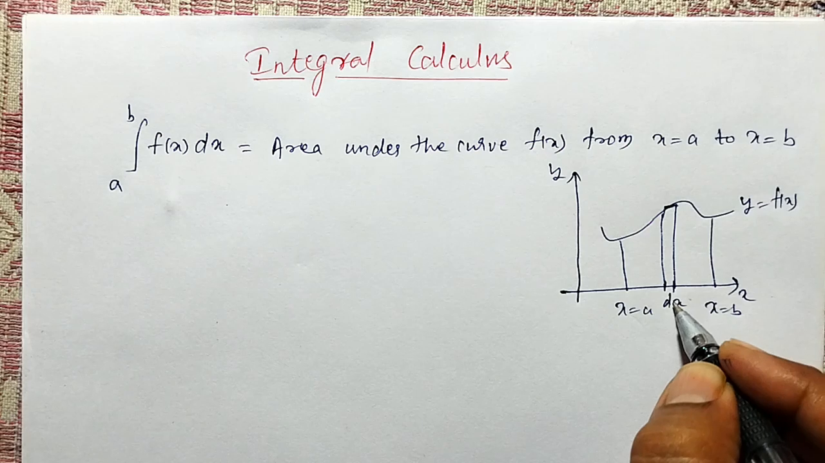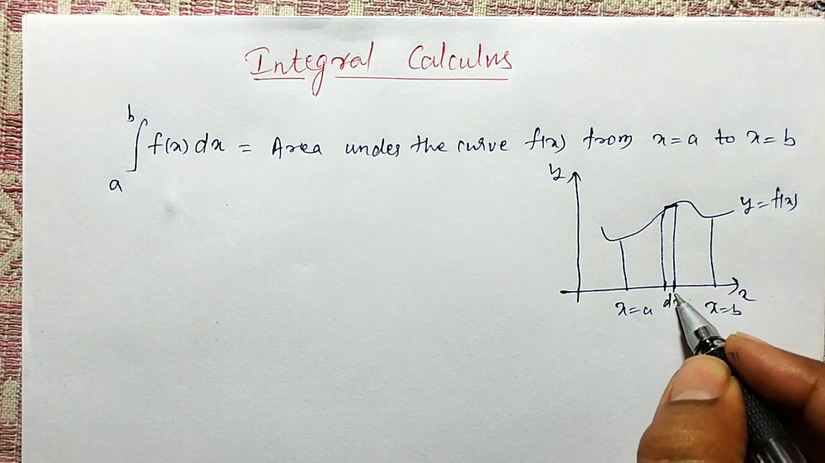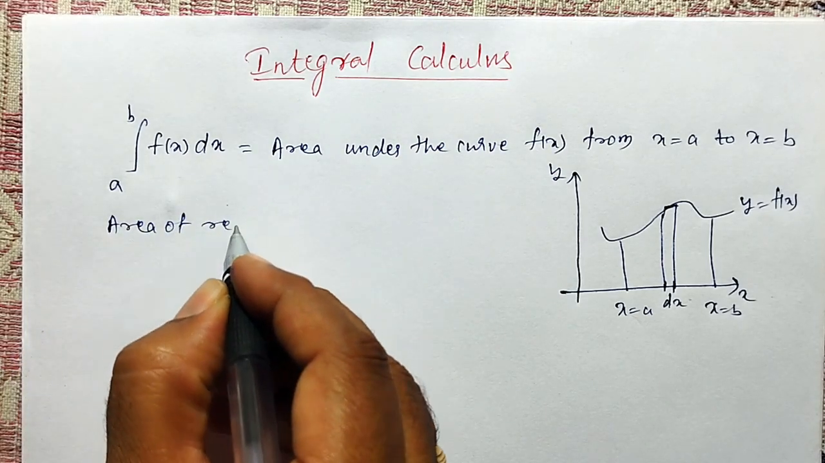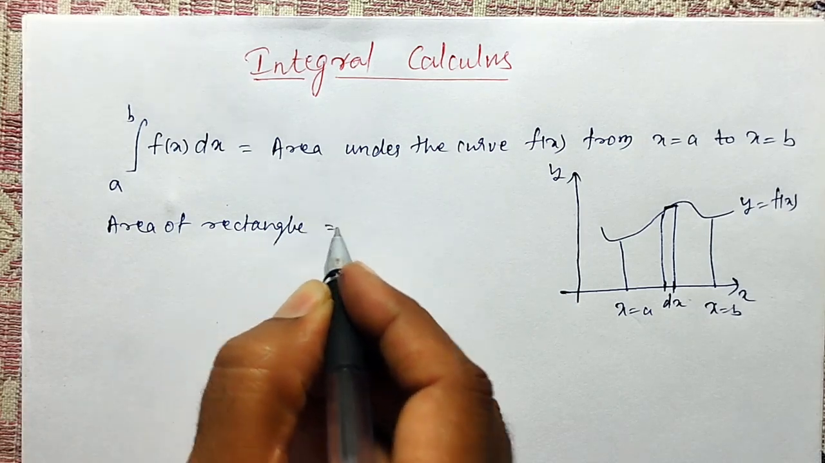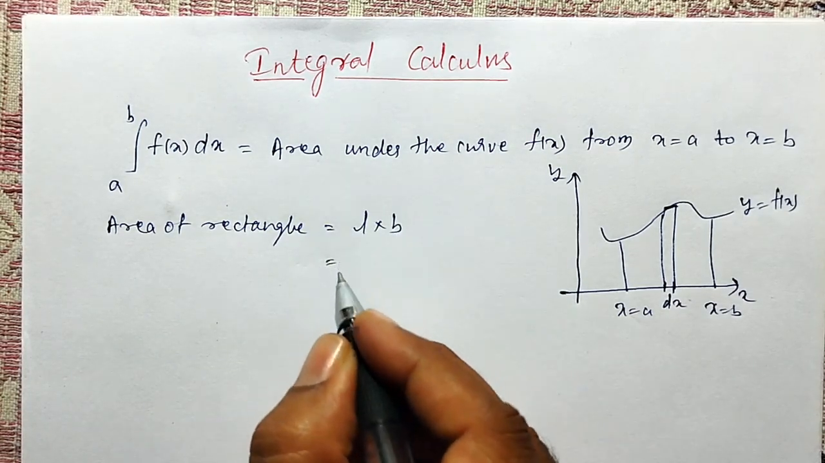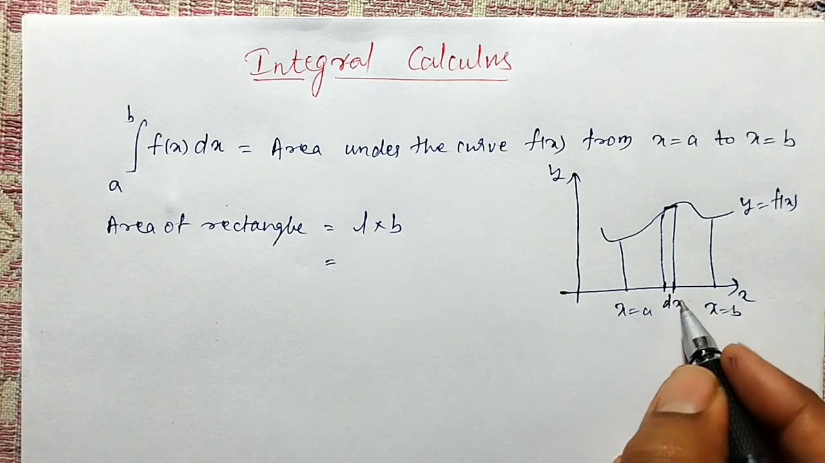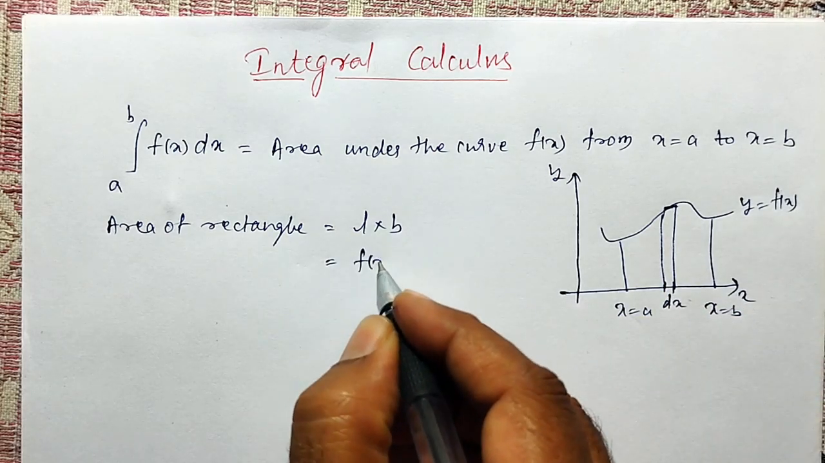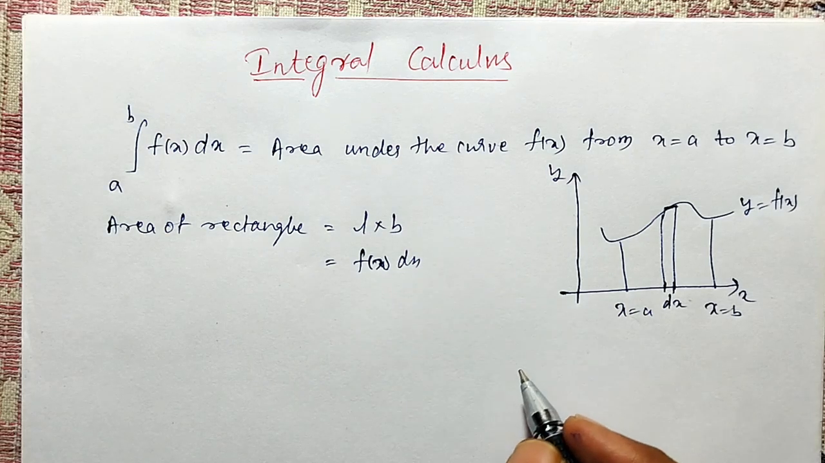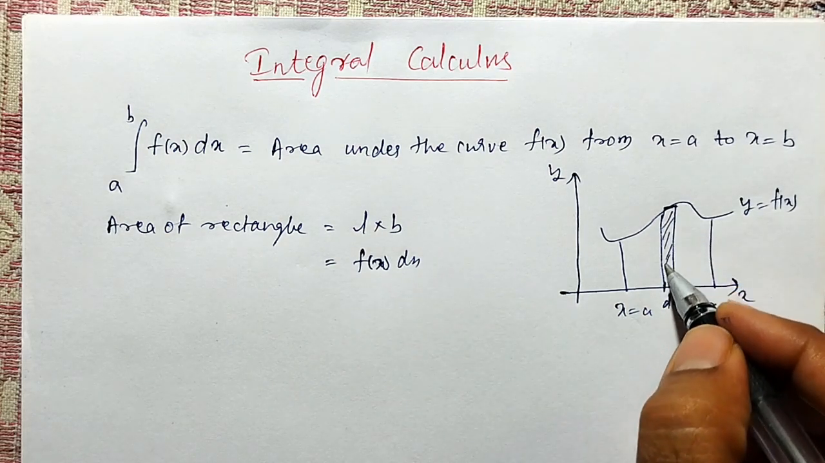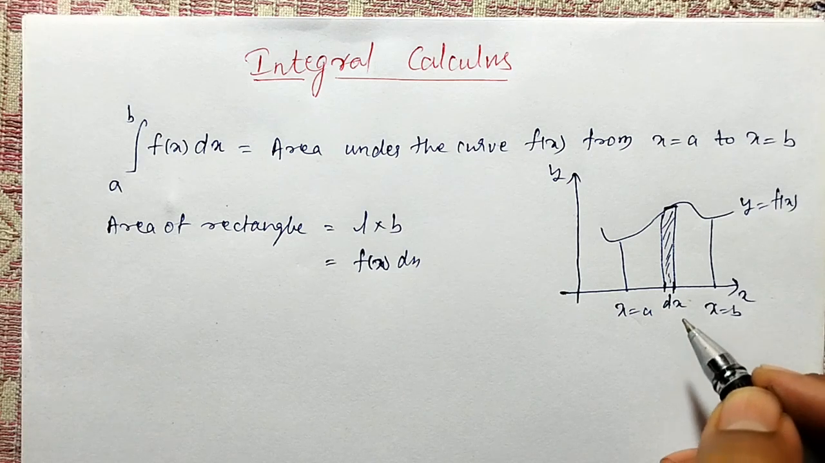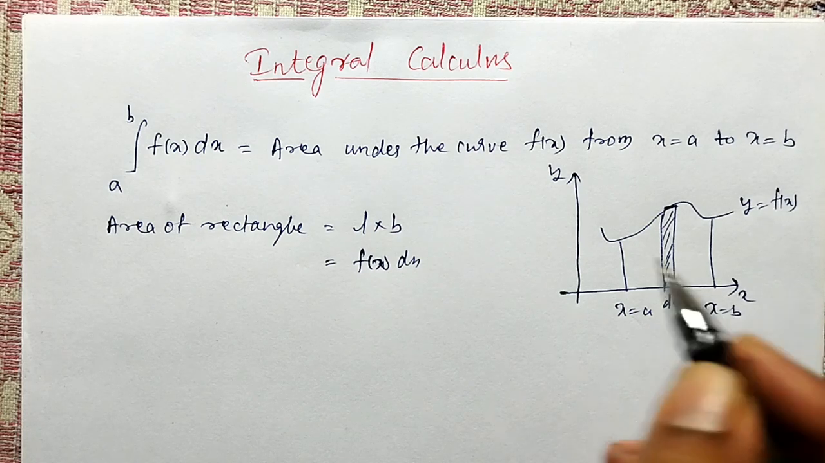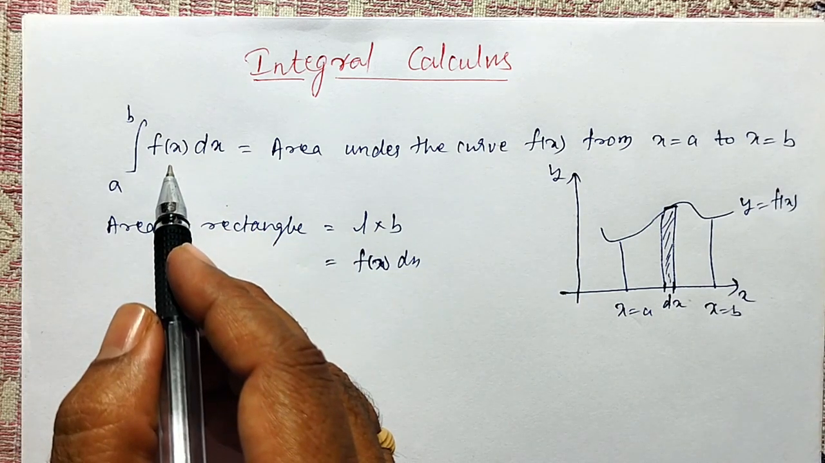Then we know the area of a rectangle is equal to length into breadth, and here your length is dx and breadth is f of x. Therefore f of x into dx is the area of one single rectangle. Such rectangles added from x equal to a to x equal to b is nothing but the integration.